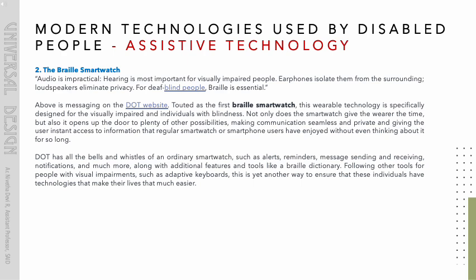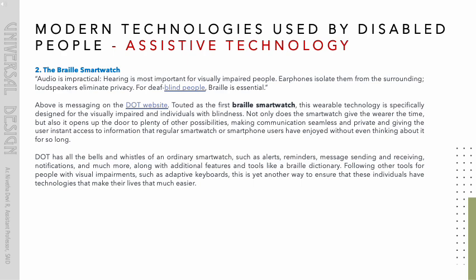2. The Braille smartwatch. Audio is impractical, hearing is most important for visually impaired people. Earphones isolate them from the surrounding, loudspeakers eliminate privacy. For deaf-blind people, Braille is essential. Above is messaging on the DOT website.